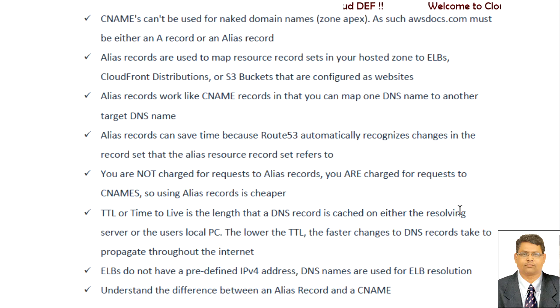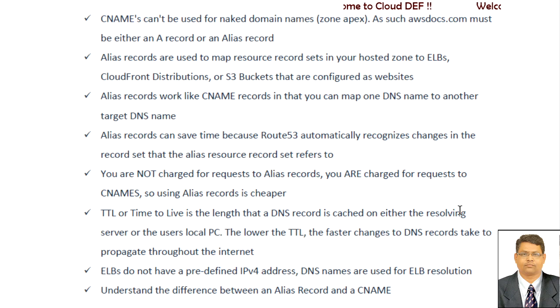TTL or time to live is the length that a DNS record is cached on either the resolving server or the user's local PC. The lower the TTL, the faster changes to DNS records take to propagate throughout the internet. ELBs do not have a predefined IPv4 address, DNS names are used for ELB resolution.